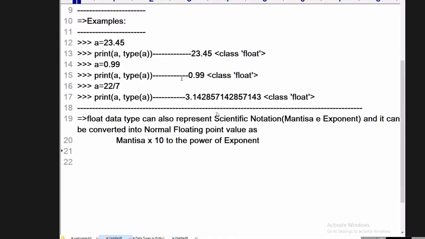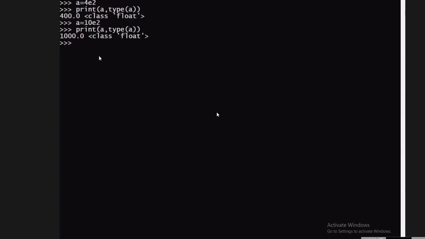See my dear students, I'm writing the first example as we discussed here. Take 4E2, so A is equal to 4E2. Type of A, you see it is going to be 400.0. A is equal to 10E2, print of A, it is called 1000.0. I will write 10E-2, print that value, it is called 0.1.